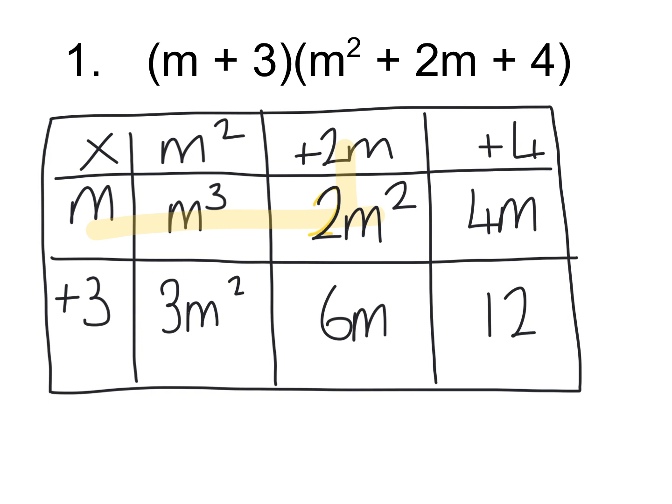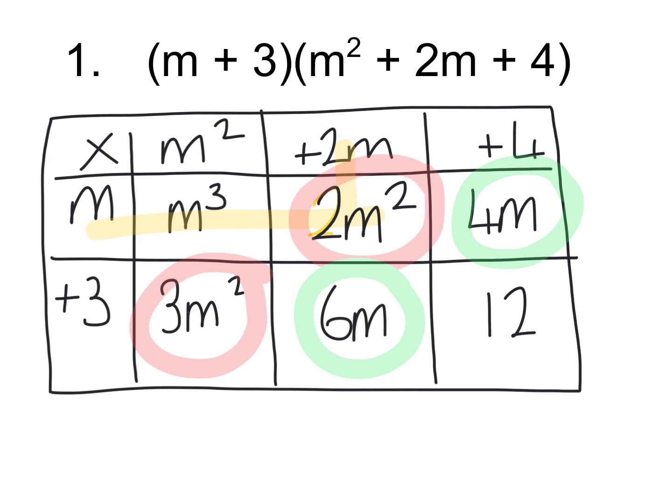What I then do is gather this up a wee bit. On the diagonals, we've got a 2m squared there and a 3m squared there that can gather together. We've also got a 4m here and a 6m. So they all gather up, and we have 4 parts to our answer.